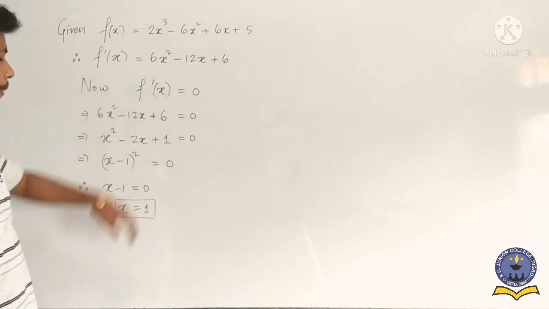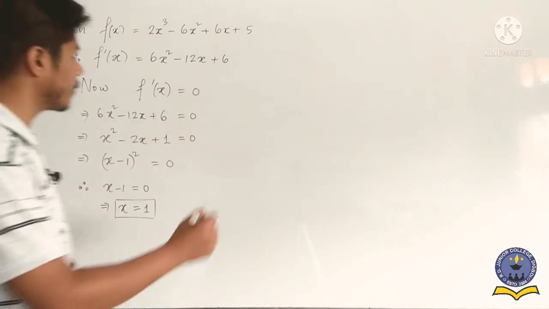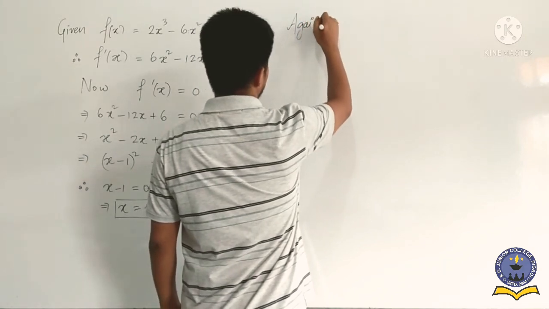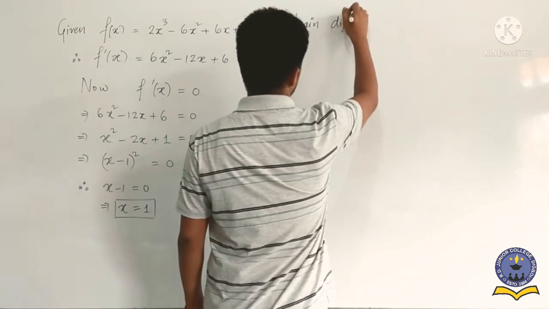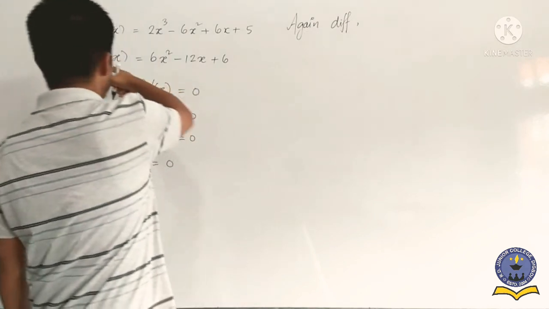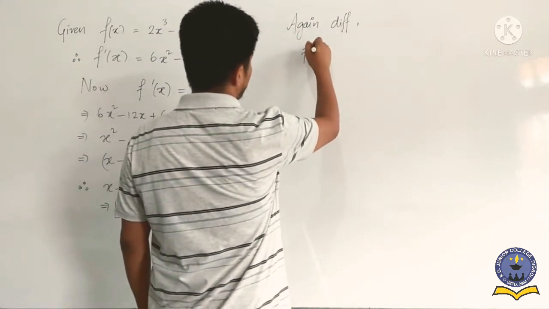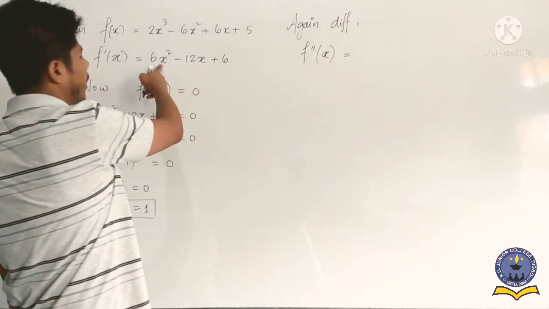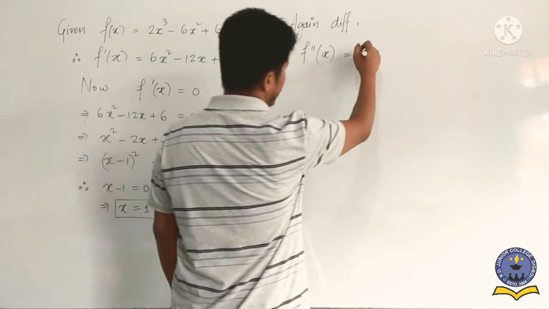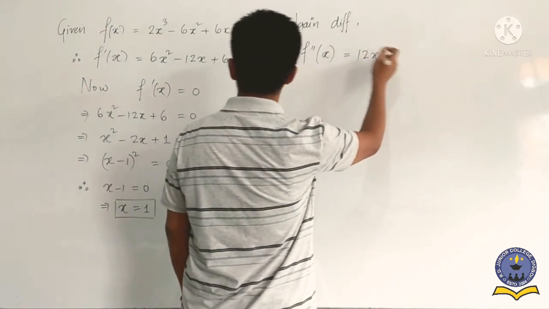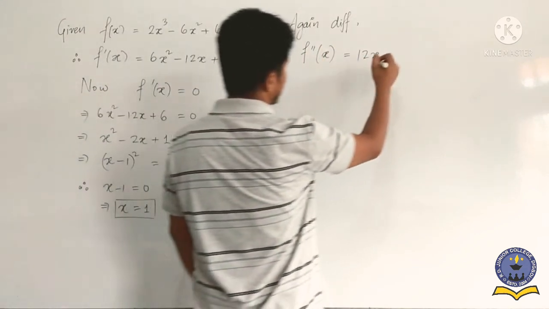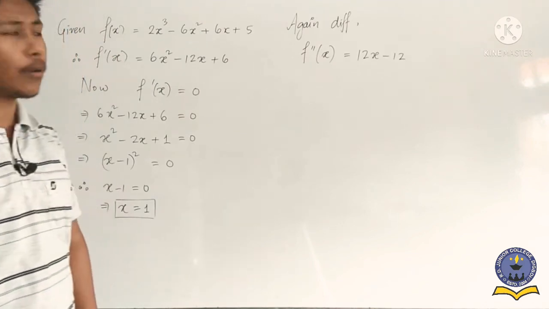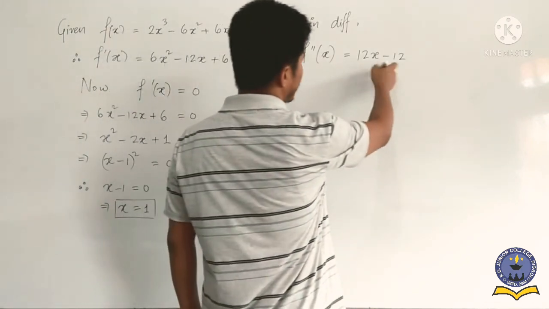Is it clear? To apply the second derivative method, that's why if you differentiate again, f double dash of x equals 6x square means twice x, so that means 12x. So we write 12x minus 12, constant term 12, d/dx of x is 1, d/dx of 6 constant term 0. So ultimately here we get 12x minus 12.